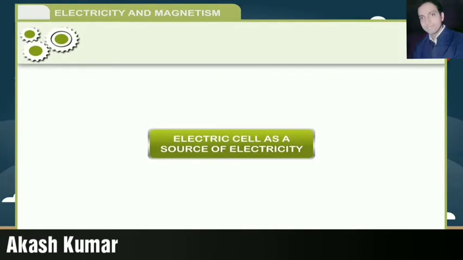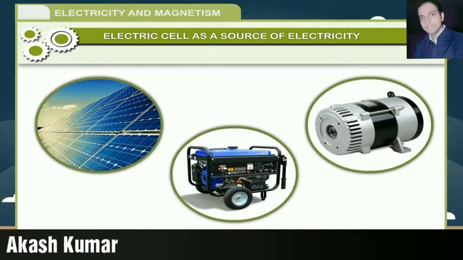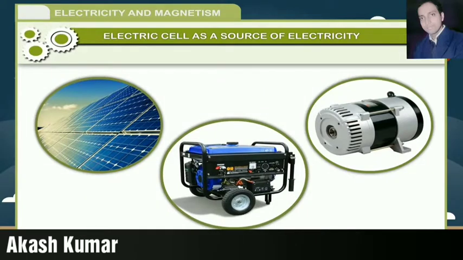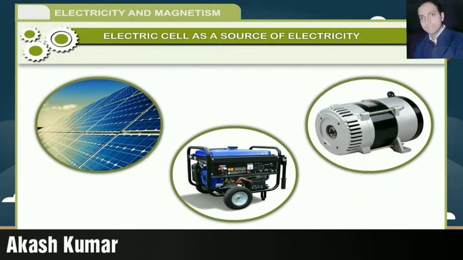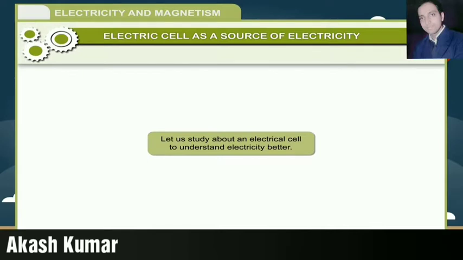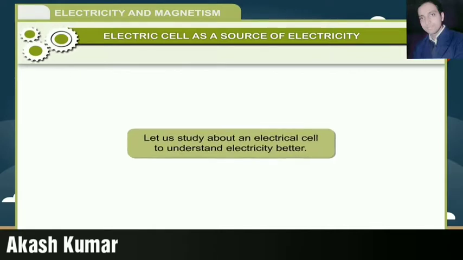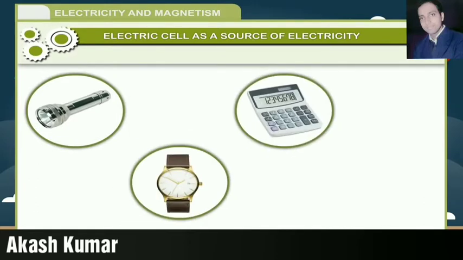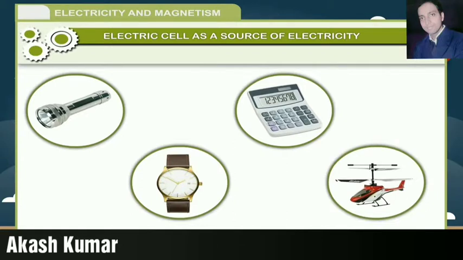Electric cell as a source of electricity. For the electric current to flow, there has to be a source of electricity, which could be derived from electrochemical cells, solar cells, electric generators, or dynamos. Let us study about an electrical cell to understand electricity better. We use cells in torches, watches, calculators, toys, etc.